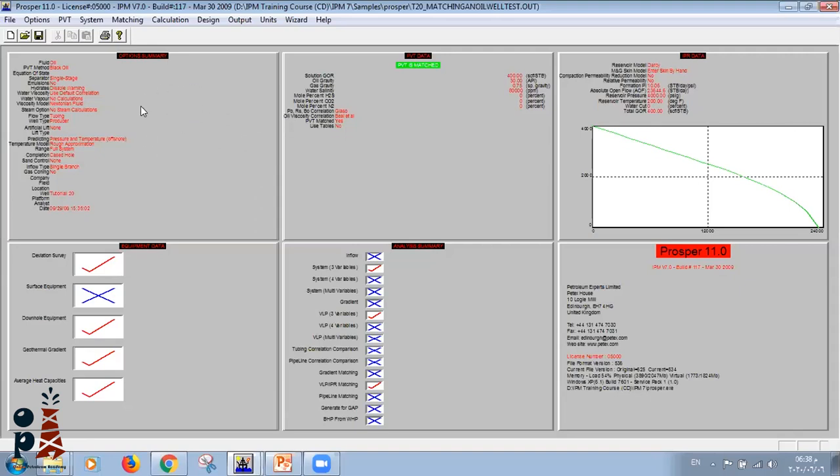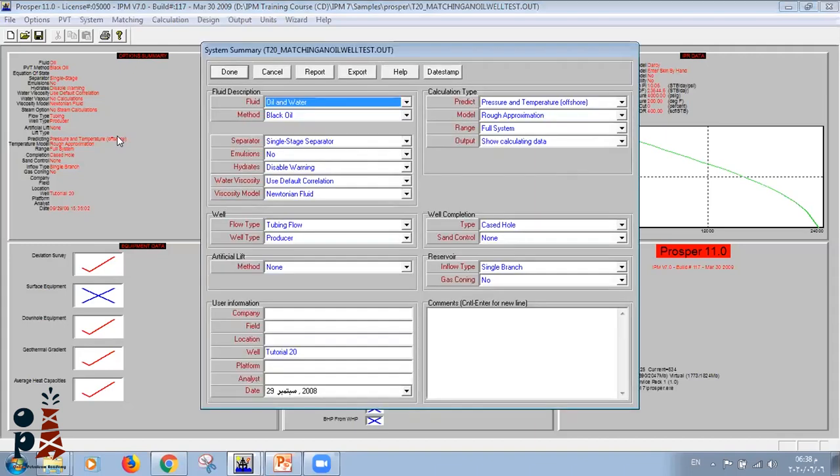This is the option summary where I define the system. I define what is the fluid I'm dealing with, what is the method of the PVT, what is the status of the separator, is the well tubing flow, is it a producer, is it an injector, and whether I have an artificial lift method or not. Here I can write certain information. Then I will go quickly through this, okay?